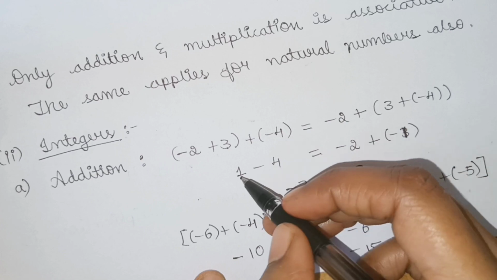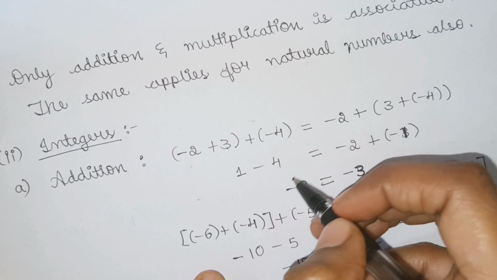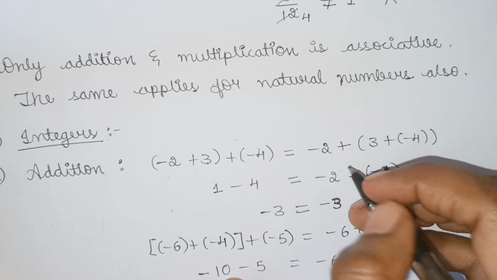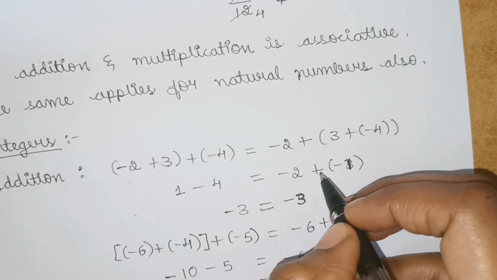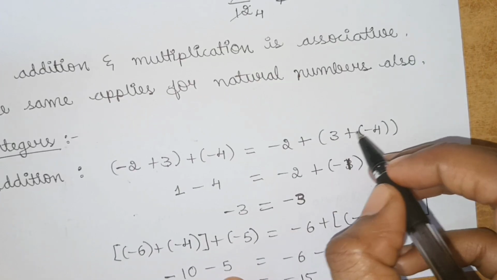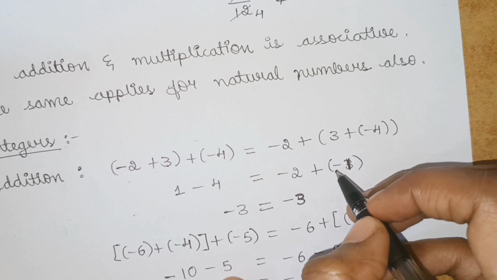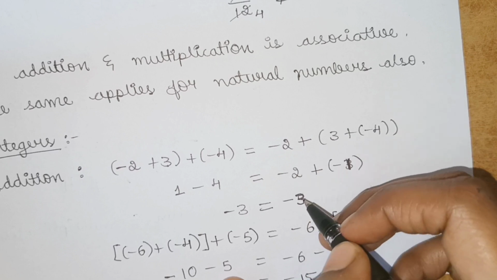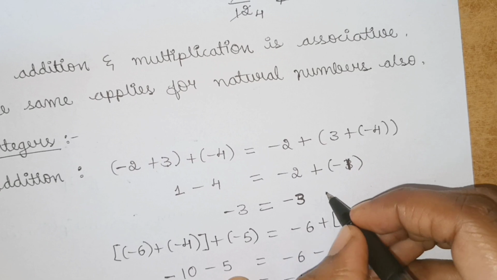4 is as it is. 1 minus 4 is minus 3. LHS is minus 3. Now let's solve RHS. Minus 2 is kept as it is, plus 3, plus into minus is minus, 3 minus 4 is minus 1, plus into minus is minus, minus 2 minus 1 is minus 3. So LHS is equal to RHS.